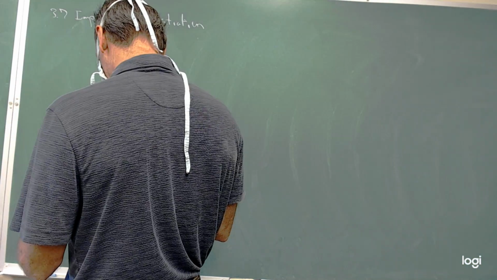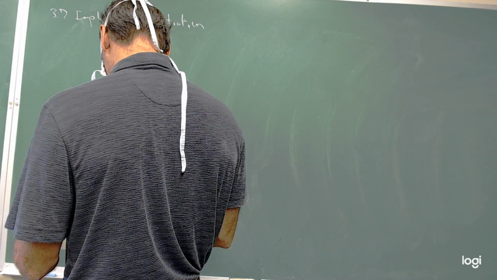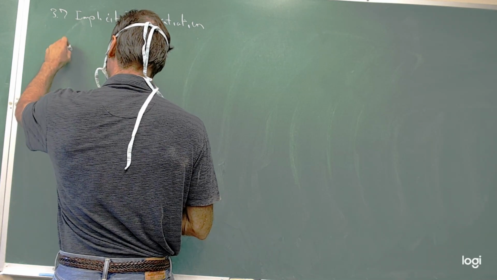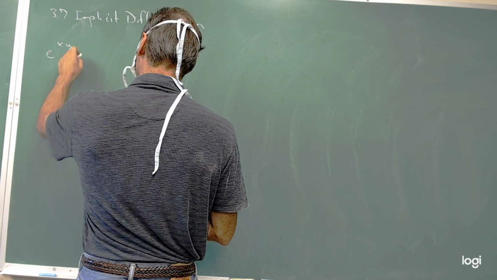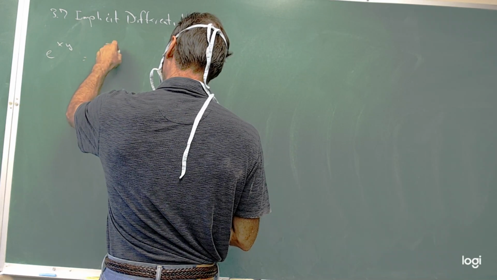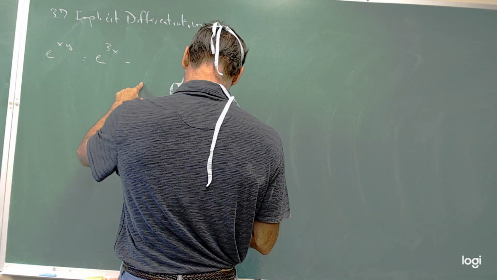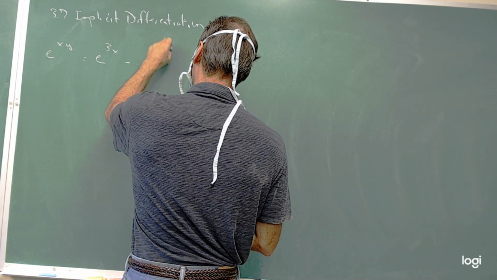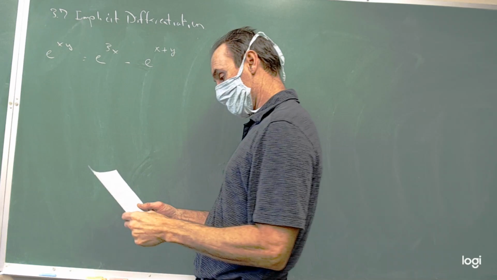So let's do that with something that has a little bit of challenge to it. So let's do e to the xy is equal to e to the 3x minus, let's say, e to the x plus y. That's got a little bit of something for everybody there.